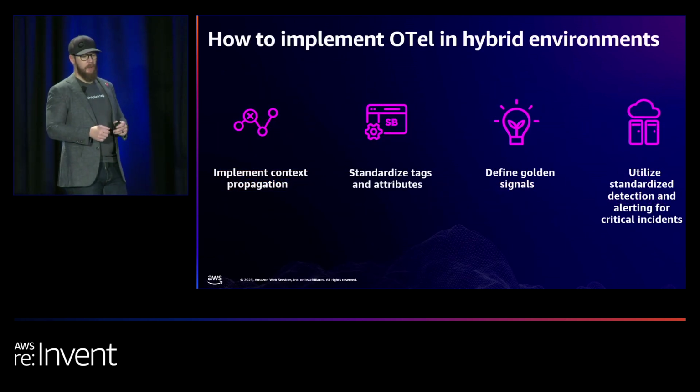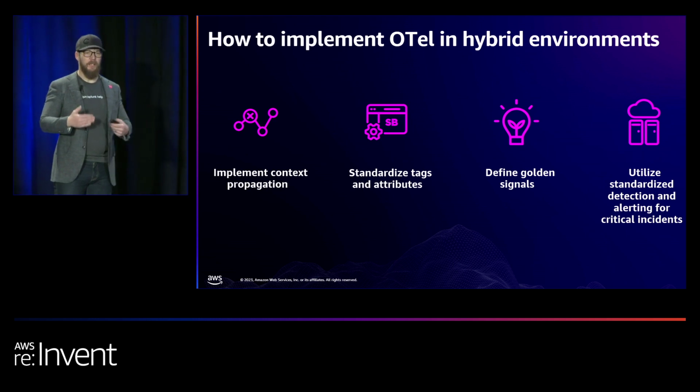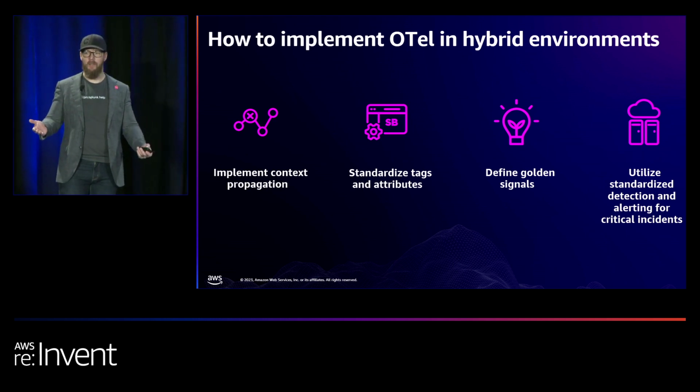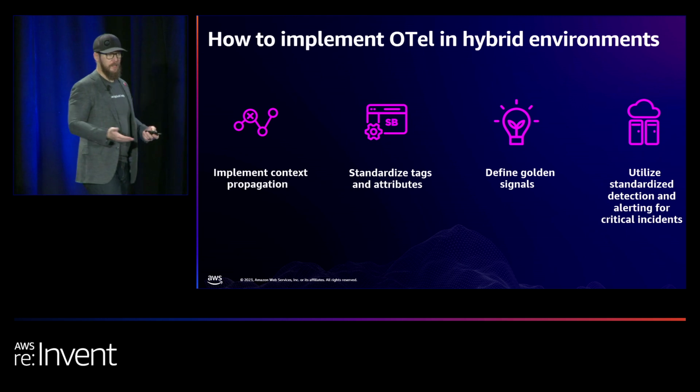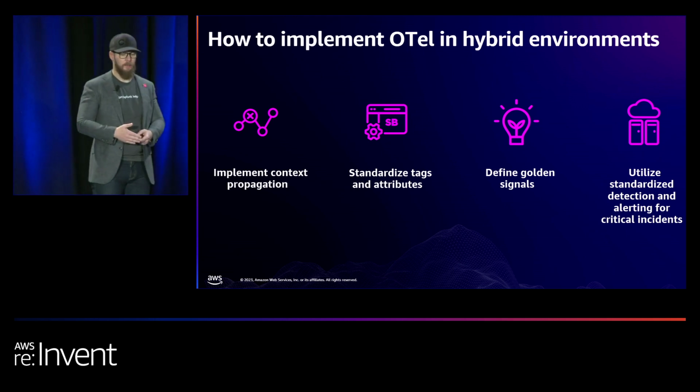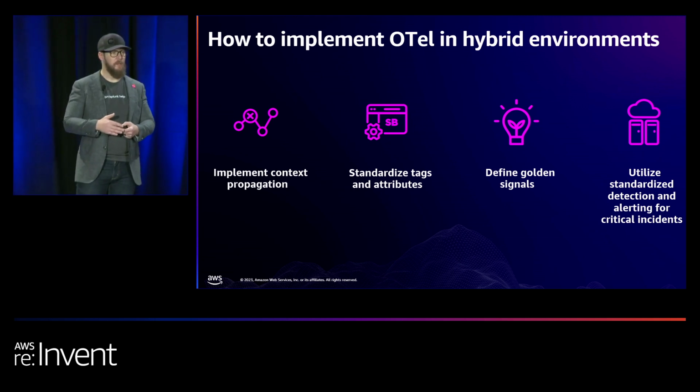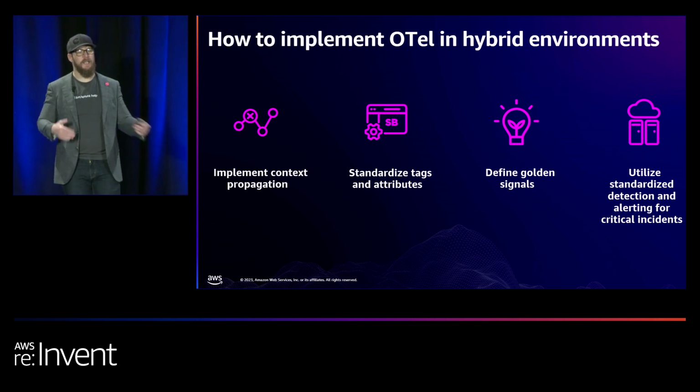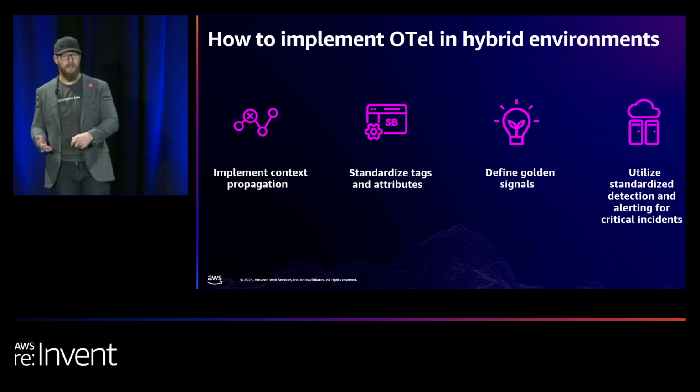All right, so we're going to talk a little bit about how to implement all of this. I know that was a lot of complex stuff. Let's talk about the best ways to put it into your hybrid environment. So the first thing to talk about is implementing context propagation. So context is incredibly important, and making sure that you're doing that fully and propagating that across your hybrid stack is really, really important so that you get that end-to-end visibility once you receive the data.